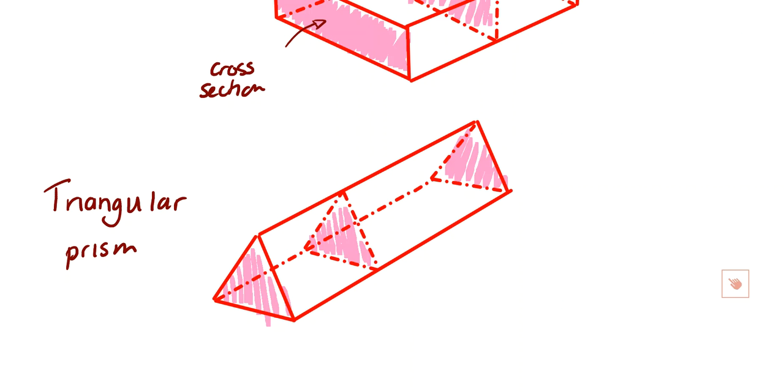Don't draw this, but let me just show you what I'm talking about. If I were to cut my knife like that and chop down, I would see a rectangle.